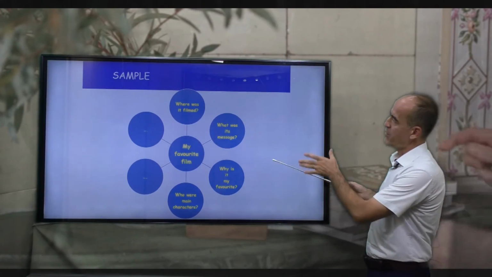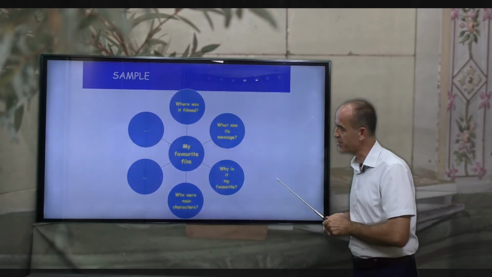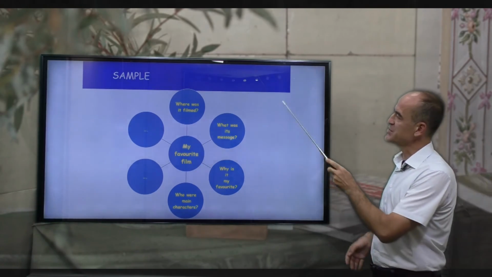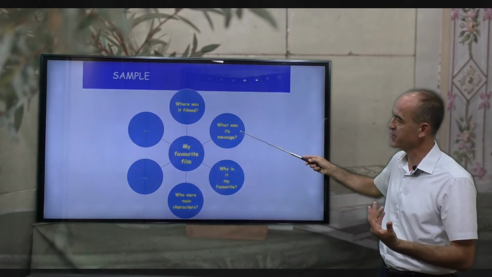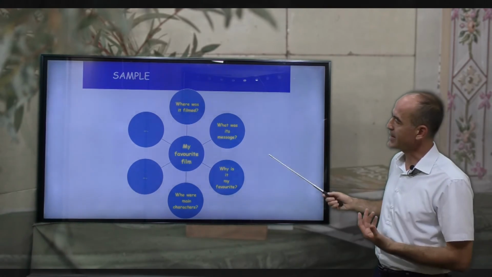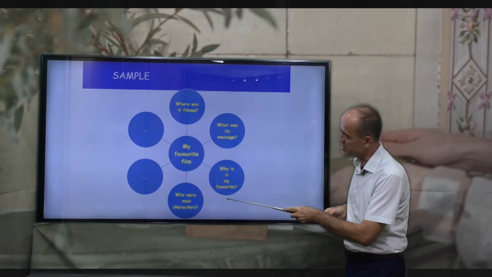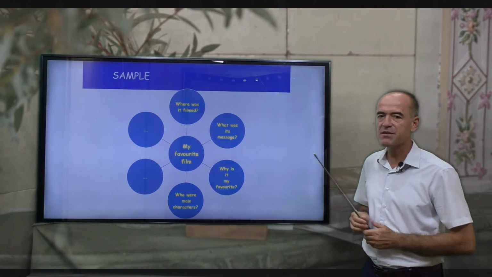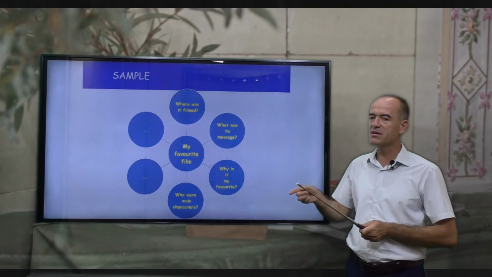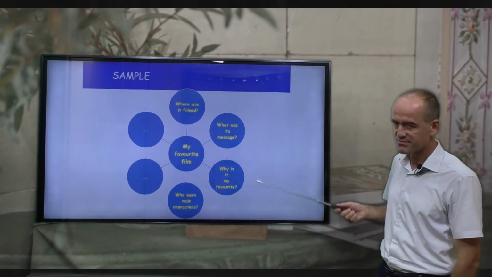It is another type of sample for the same topic, but this time students just create questions for the main topic, and when they find the answers to each question about the main topic, students will have enough information to insert into writing. This is also a very interesting activity.